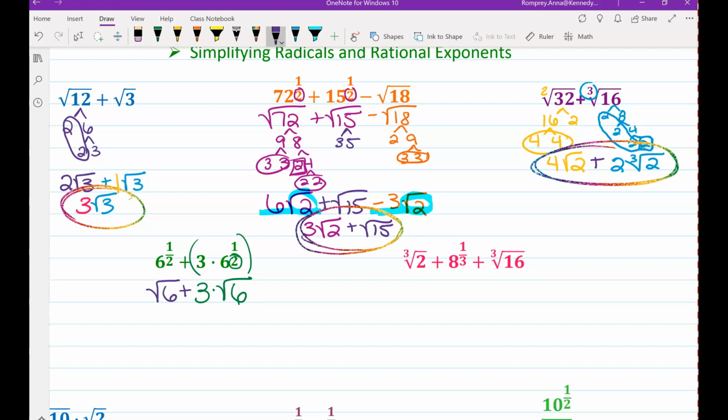Hey, do we have like terms? Yeah. Remember, how many square roots of 6? So 1 square root of 6 plus 3 square roots of 6, 4 square roots of 6.